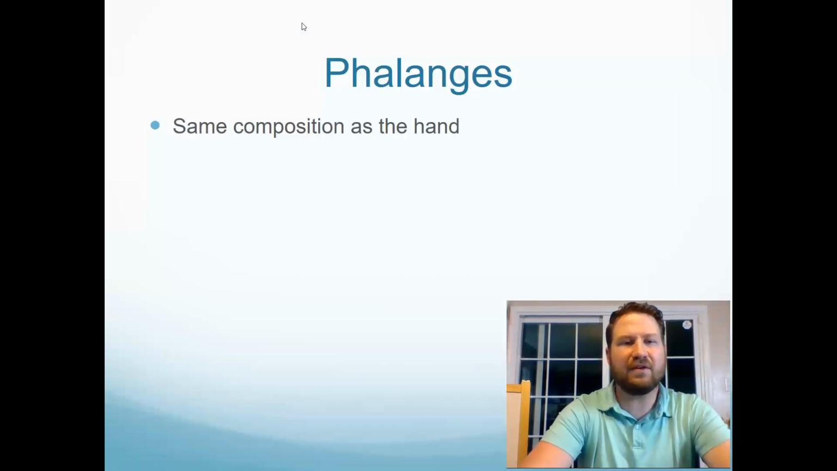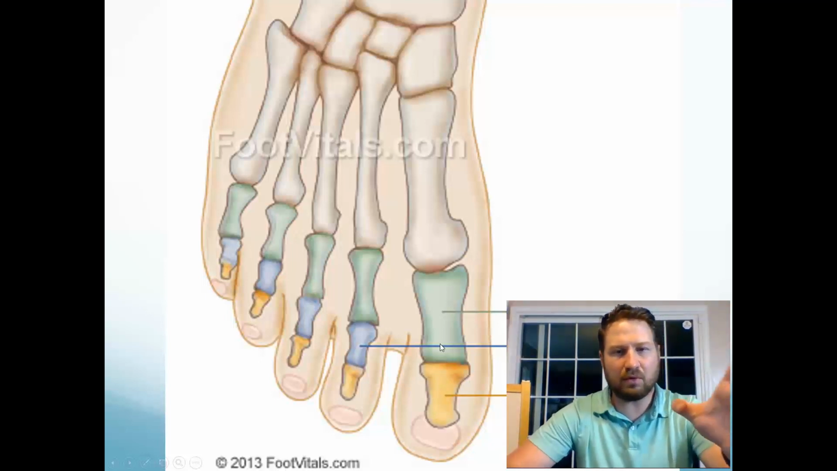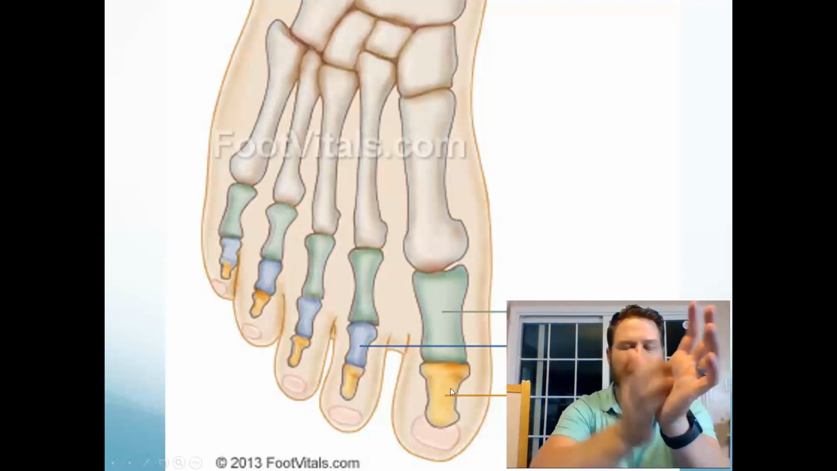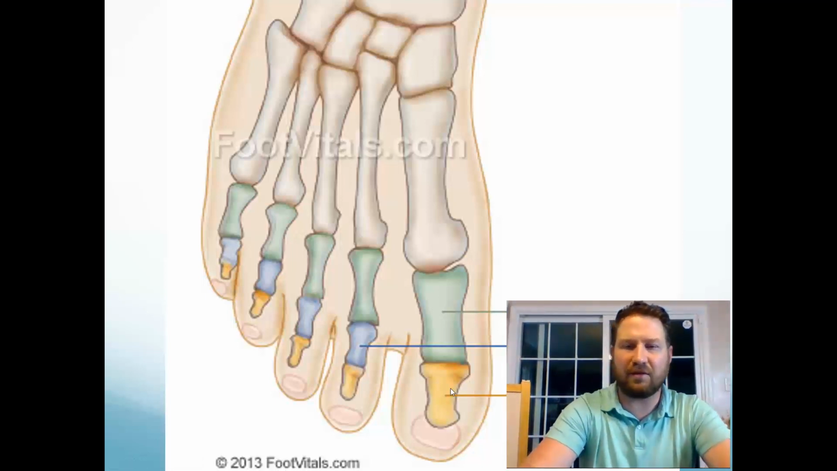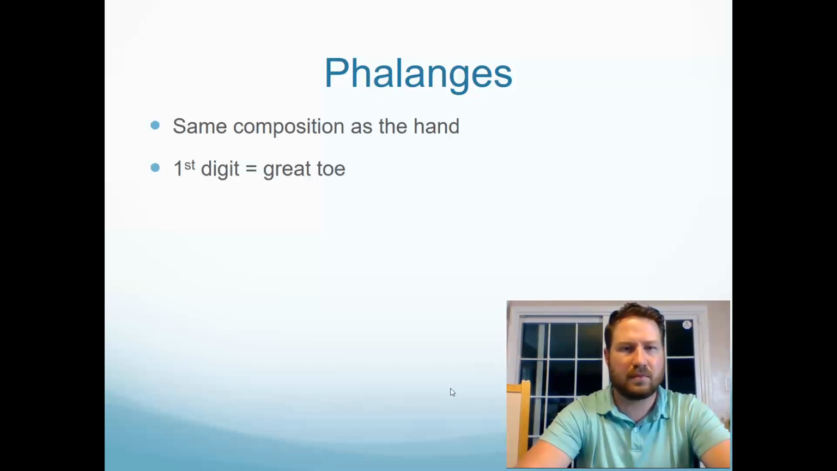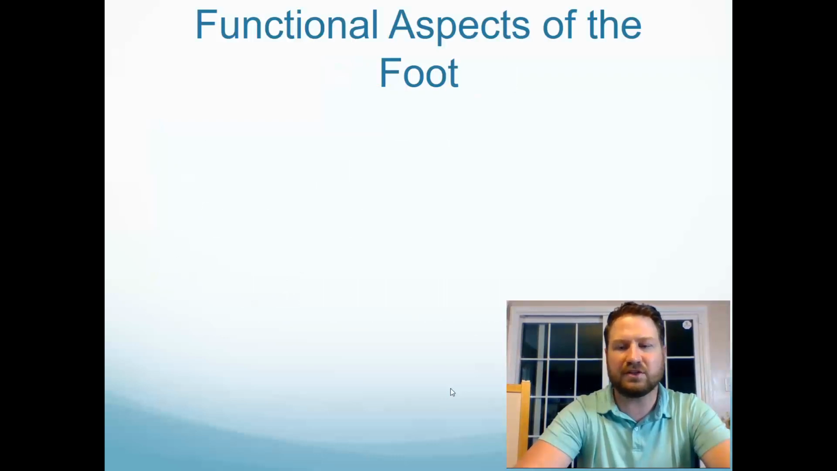And our phalanges have a very similar composition to the hand. Our big toe, or our great toe, doesn't have an intermediate or middle phalanx. It only has a proximal and a distal. There are times when people will lose a thumb, and what they will do is take that proximal phalanx and the distal phalanx and place it right on the person's hand, and they can have a functional thumb, because they're structurally very similar. First digit, great toe, no middle phalanx. Second through fifth, those are lesser toes, and they have 3 phalanges.